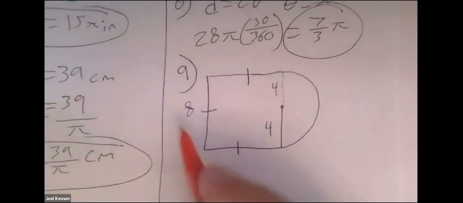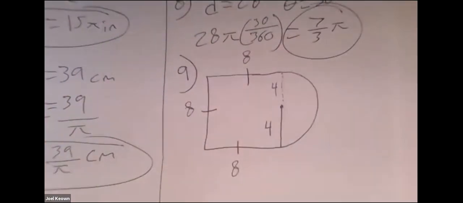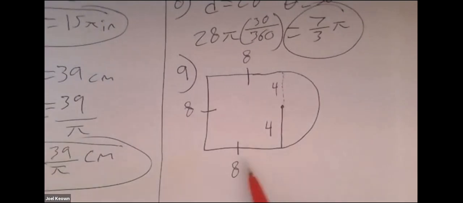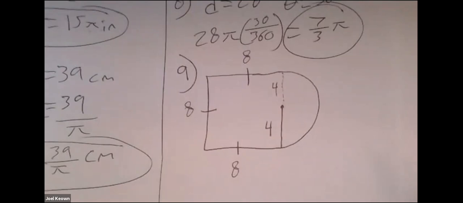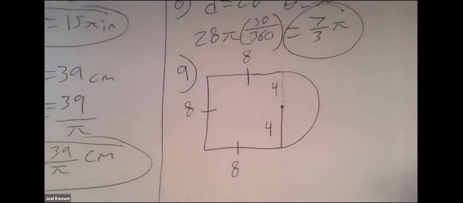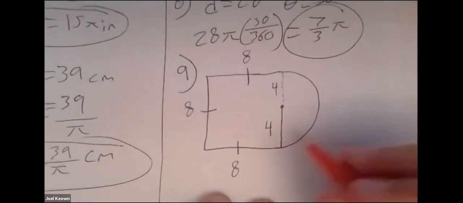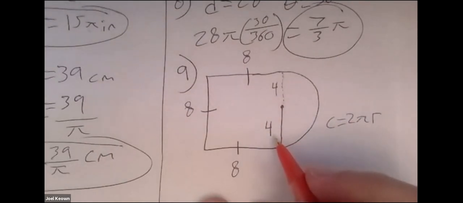But all 3 of these sides are the same. So this needs to be 8. This needs to be 8. So I know these 3 sides. I need to find this. Well, this is half a circle. Half of a circle is 180 degrees. Or I can just find the circumference and divide it by 2. Let's do that. So my formula for circumference is 2 pi r because I have the radius.